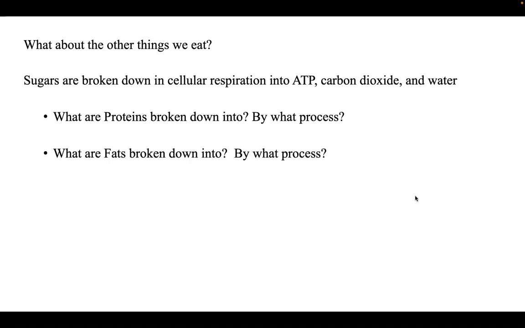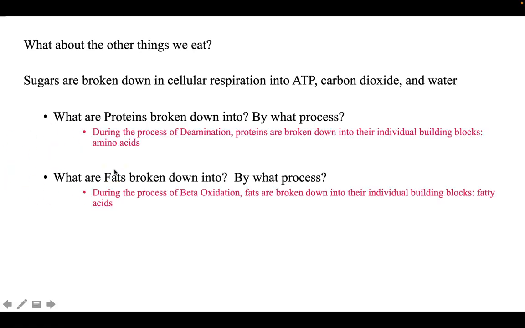Sugars are broken down in cellular respiration into ATP, carbon dioxide, and water. What are proteins broken down to, and by what process? What are fats broken down into, and by what process? It's not like sugars are the only thing we're ever breaking down. So when we break down proteins, what do we get, and how are we doing that? When we break down fats, what do we get, and how are we doing that?